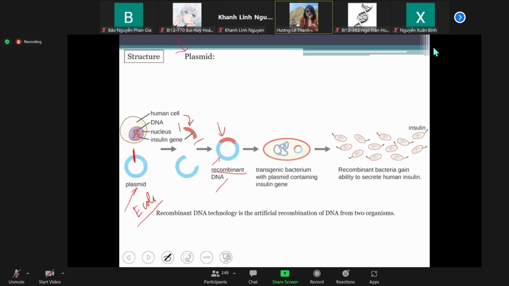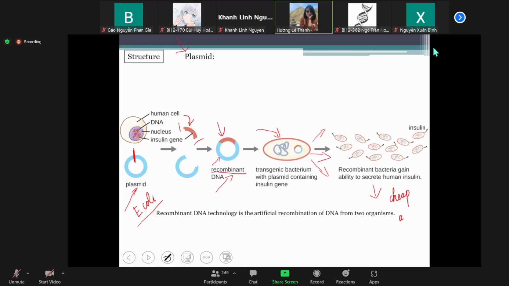In the next step, we put these plasmids back into the bacteria, but now they contain the insulin gene from humans. Then they will multiply several times, and we can culture these bacteria in bioreactors and obtain high amounts of insulin, because now they have the ability to secrete human insulin. So in this way, insulin is quite cheap and avoids allergic reactions.